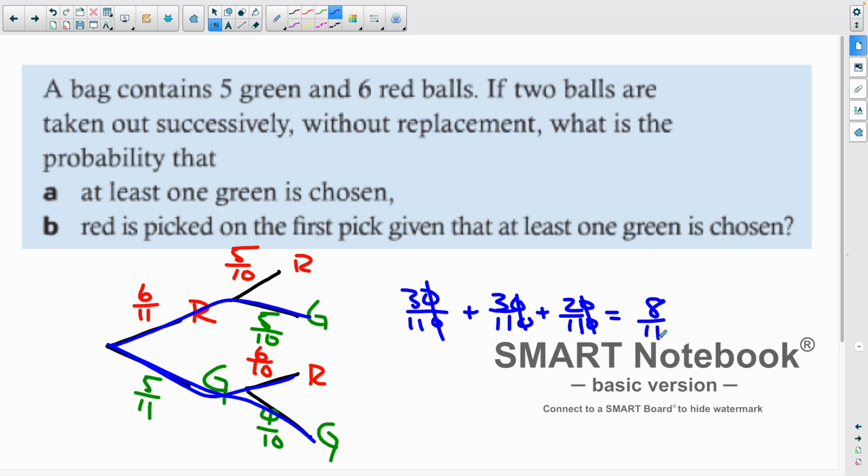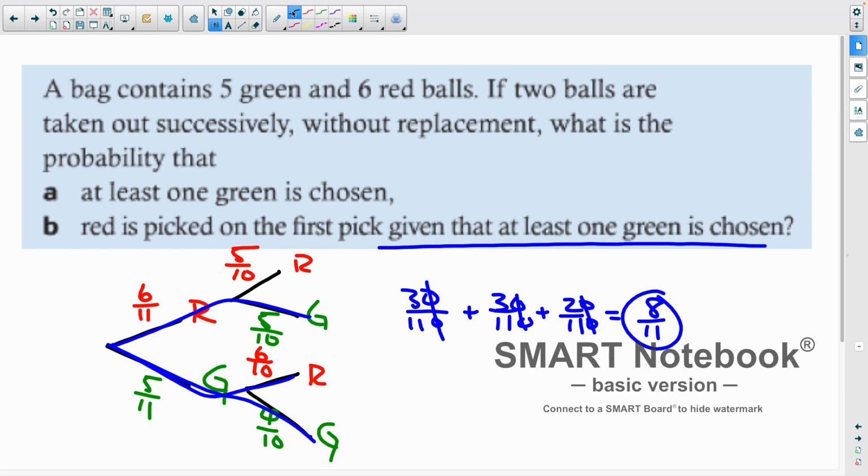Now, part B of this. They like to do this question when they're talking about probability. They ask me to find something probability-wise. Then they say this: what is the probability that red is picked on the first pick, given that you have at least one green chosen? All right? Well, what's the probability that I have at least one green chosen? What we just found. So our answer from A is our given on this one.